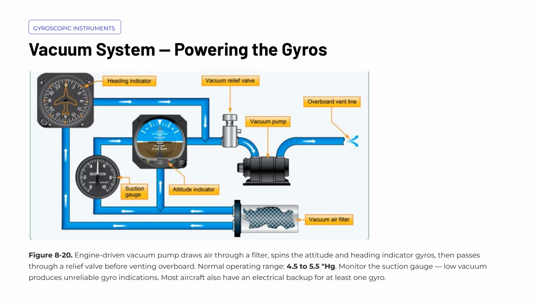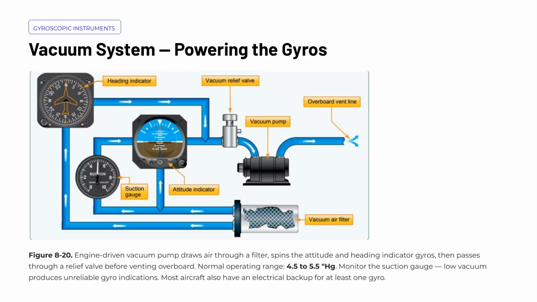Most gyroscopic flight instruments in general aviation aircraft are powered by a vacuum system, and understanding how that system works is essential for safe flight operations. An engine-driven vacuum pump draws outside air through a filtered inlet, directing that airflow across the rotor vanes of the attitude indicator and heading indicator. This spinning action is what keeps the gyroscopes erect and responsive.